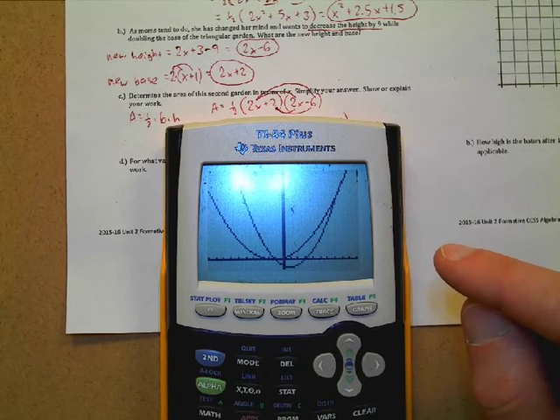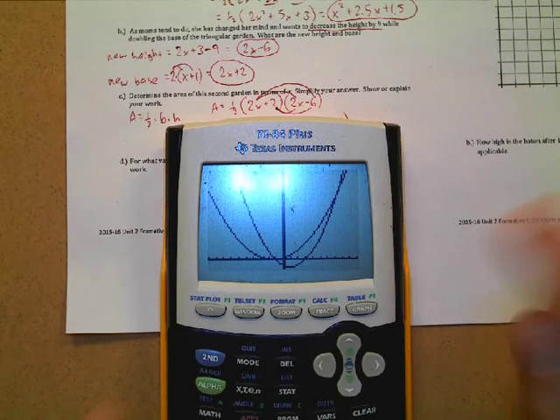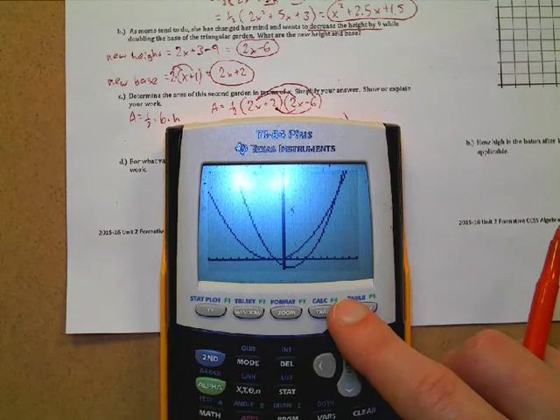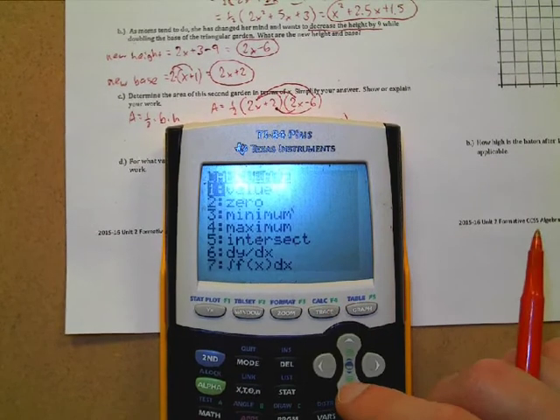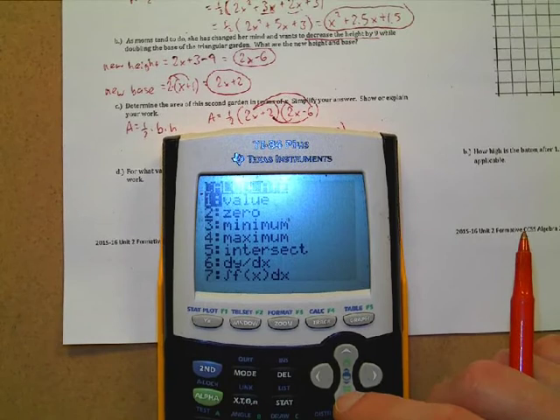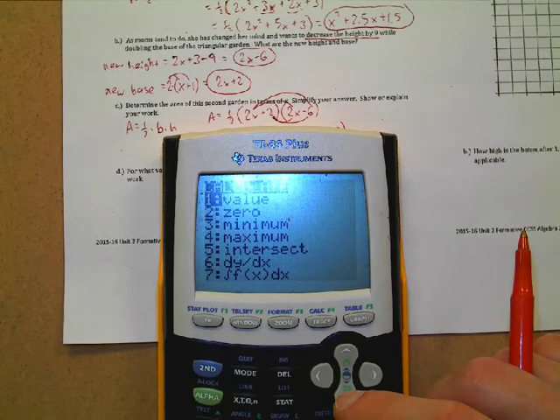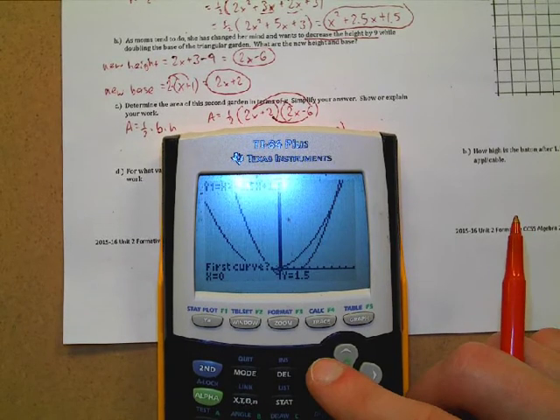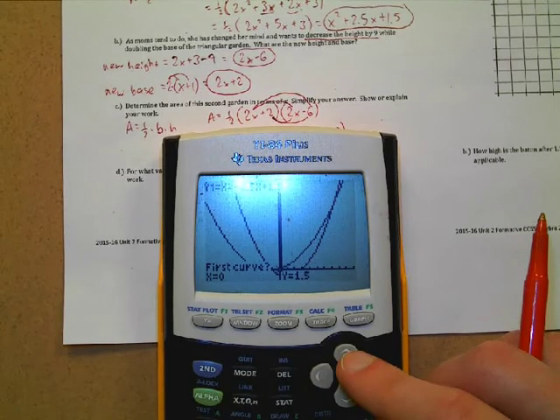Oh, we got it right there, point of intersection. And there's one right there. Press second trace. And which command are we going to use? Intersect. You got it. Okay. Now, there's 2 points of intersection. If you want to find both of them, you have to do it one at a time.